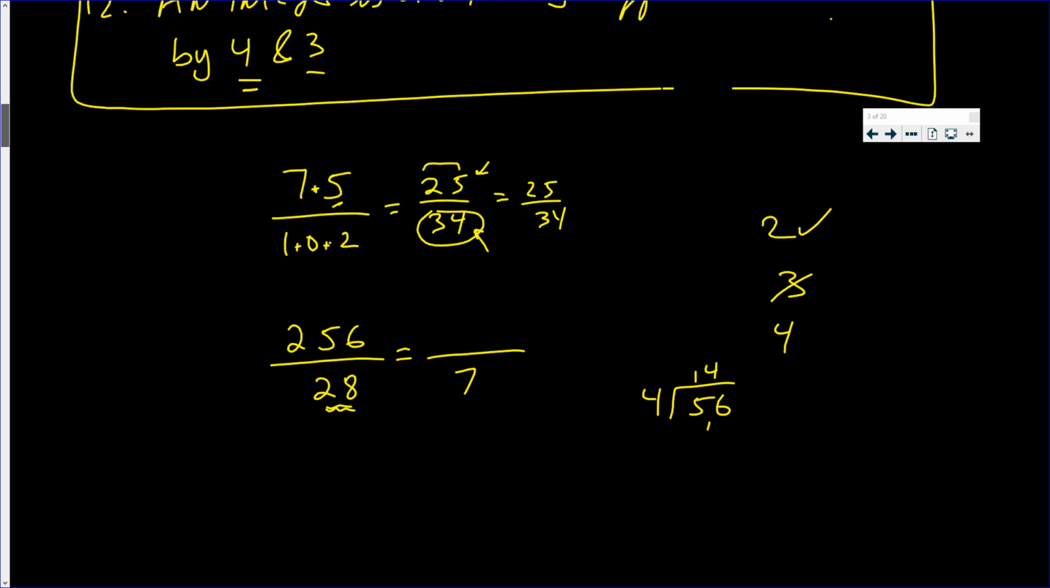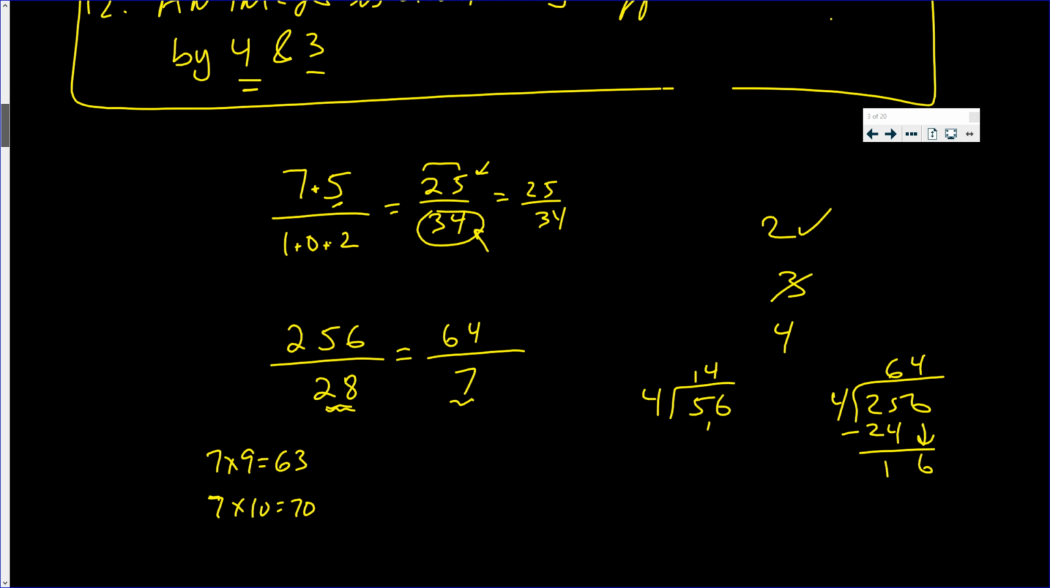And 4 went into 256. It's going to be 64 times. Bring down the 6. It's going to go 64 times. And 7 is prime. So the only way that's going to reduce is if 7 goes into 64. And you should know that 7 times 9 is just below 64, and 7 times 10 is more than 60.